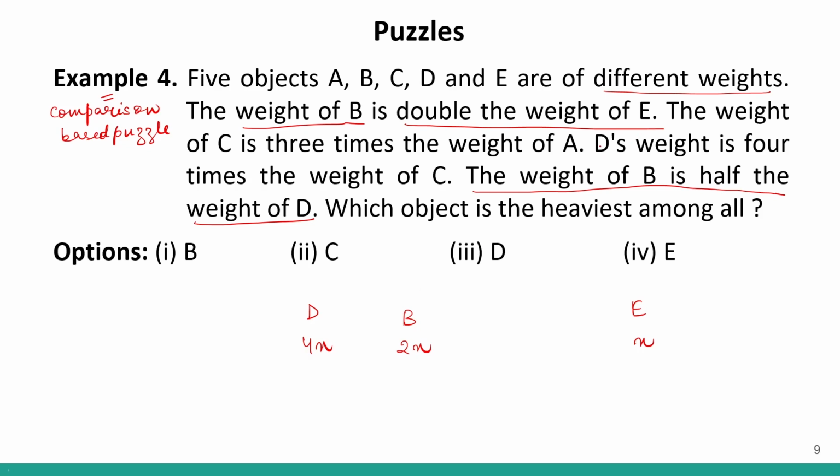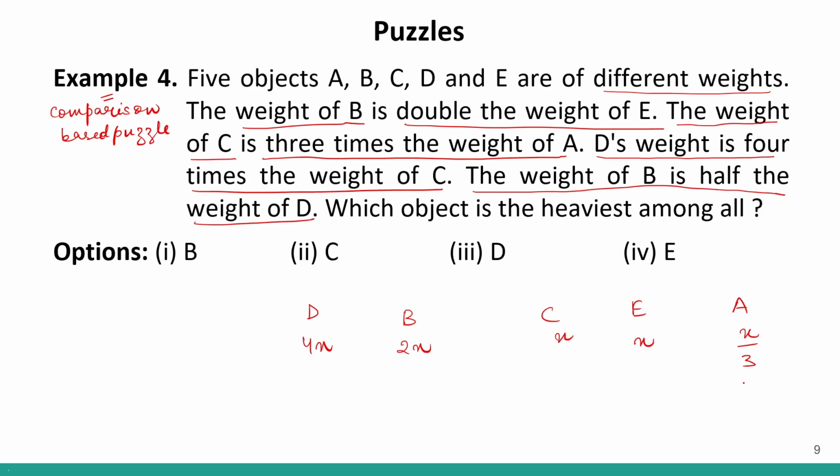Now let us come to this information. It says D's weight is 4 times the weight of C. So if D is 4X, C will be X. D's weight is 4 times the weight of C, so C will be X, correct? Now, it is given to us the weight of C is 3 times the weight of A. So if C's weight is X, A's weight will be X by 3, because C's weight is 3 times the weight of A. If I multiply X by 3 into 3, I will get X, correct? So A's weight will be X by 3.